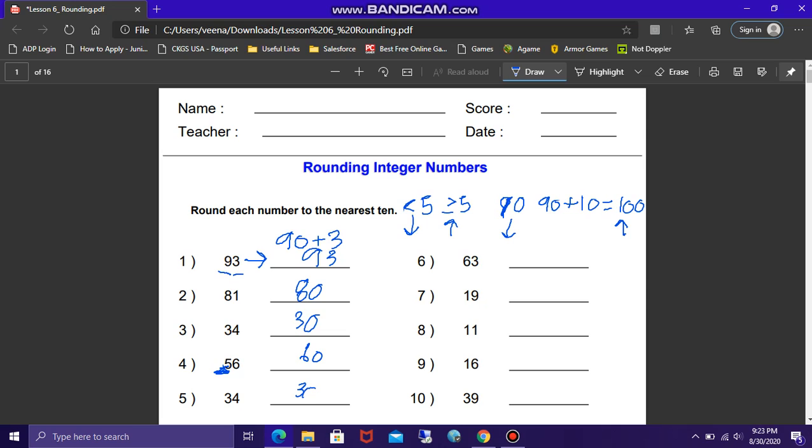So here, 30. Here, 60. And now we have 19. What would this be? 20. We have a 9, so that's greater than or equal to 5, so that'd be 20. Here, 39, so 40. See how simple that is? That's all you need to memorize for this entire lesson today.